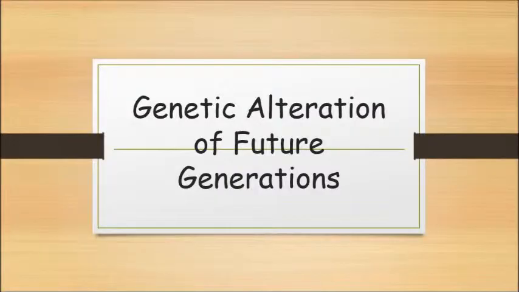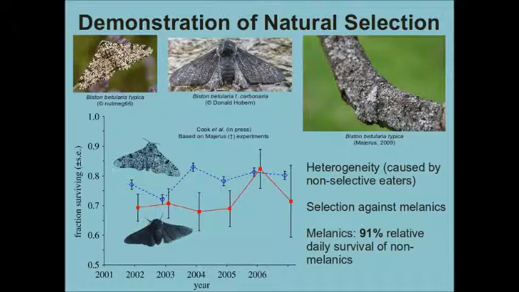So what that meant is that in the next generation, there would be more lighter colored peppered moths. So you have differential reproductive success as the third key element of Darwin. And then finally, also illustrated by that same example, is the idea of the genetic alteration of future generations.